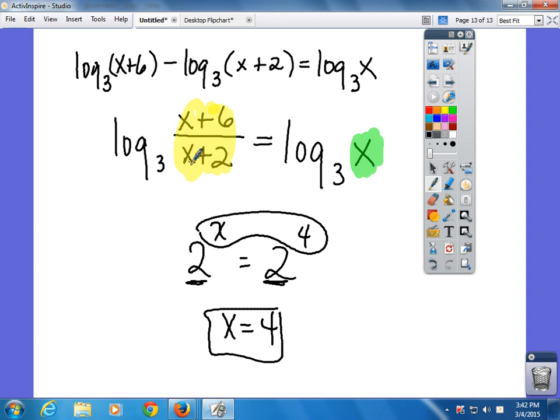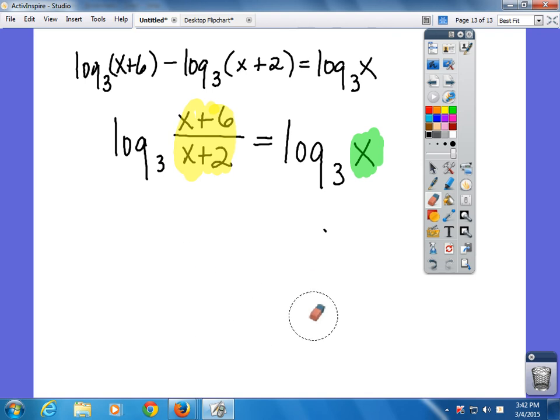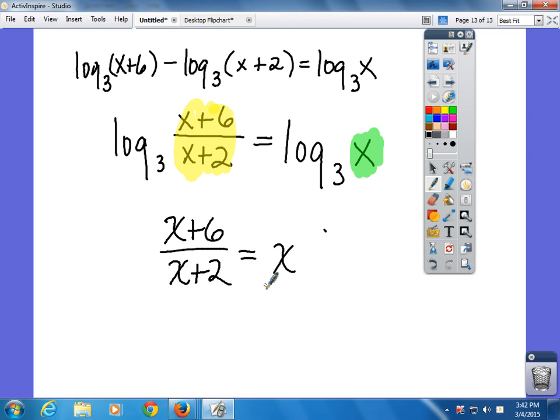If you have the same base and you have two terms right here, then you can set these two terms equal to each other. So x plus 6 over x plus 2 is equal to x. Now, finish it. Use your algebra. Always get rid of the fraction first. Multiply through by the common denominator.